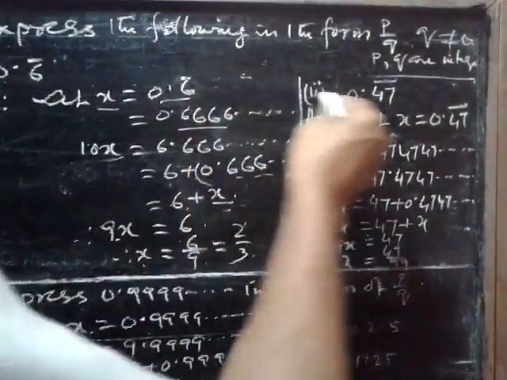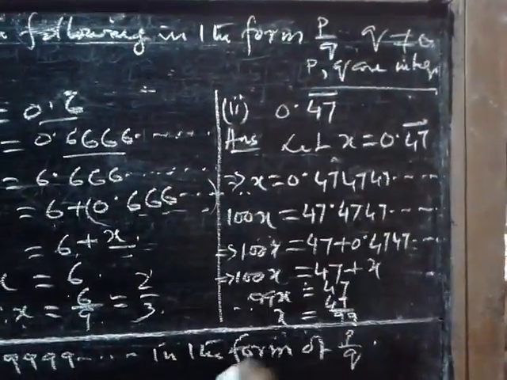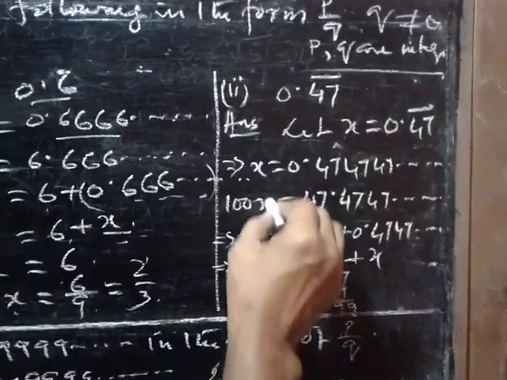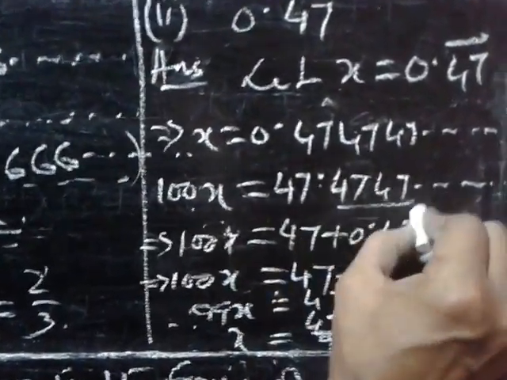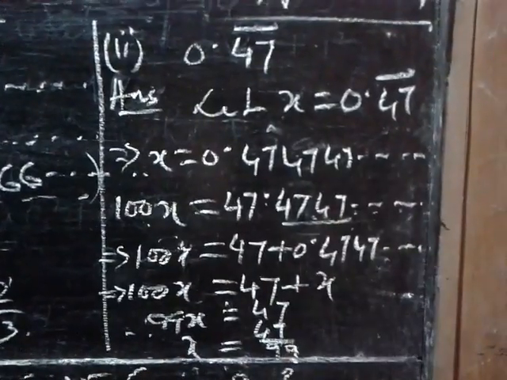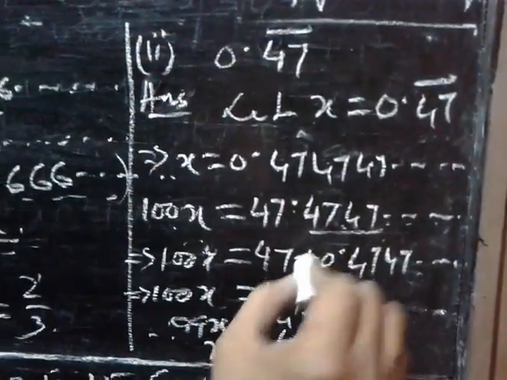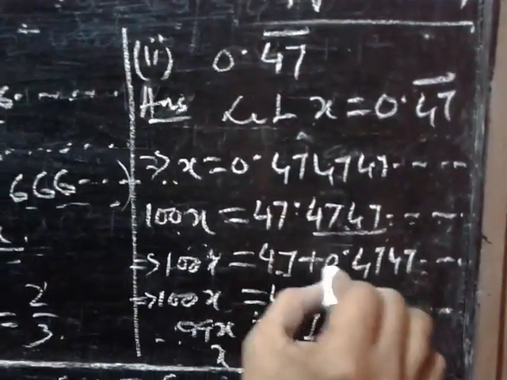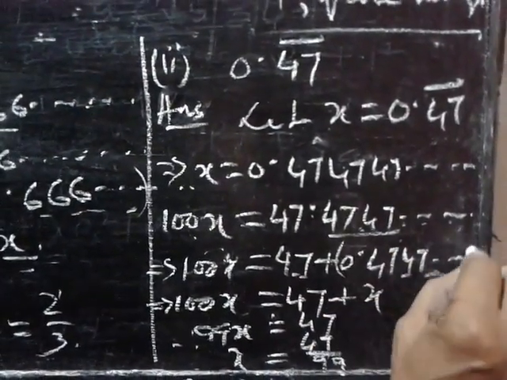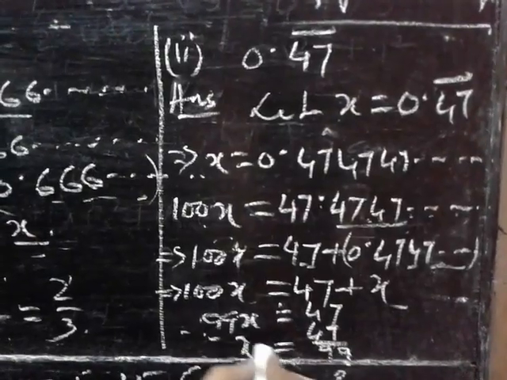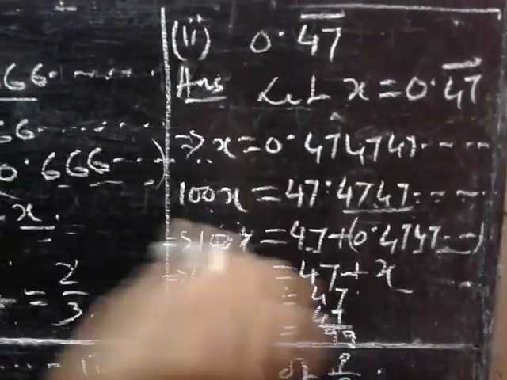Next number, 2 digit recurring. Let this be x. Once again multiply this by 100, it will be 47.4747 like this. Just split this into 47 plus 0.4747, and this part is actually x. Put this x, that is 99x equal to 47, then x equals 47 by 99.